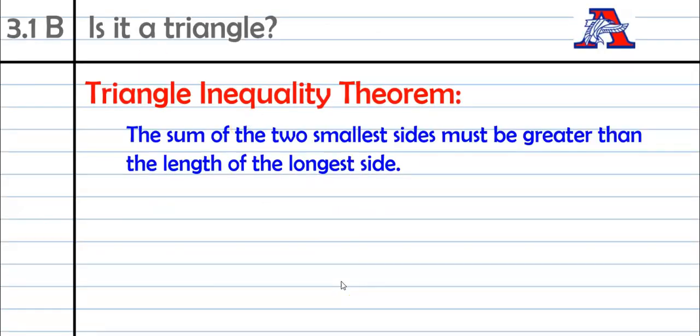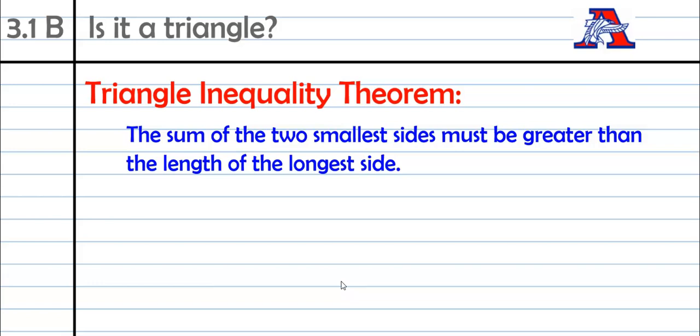So there's something called the triangle inequality theorem. It's a very fancy way of just some math people telling us what they discovered a long, long time ago, that the sum of the two smallest sides of a triangle must be greater than the length of the longest side. The sum of the two smallest sides must be greater than the length of the longest side.